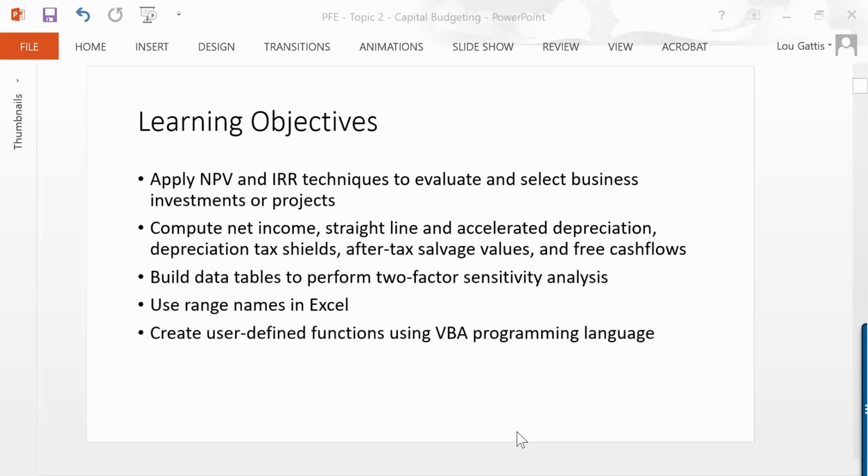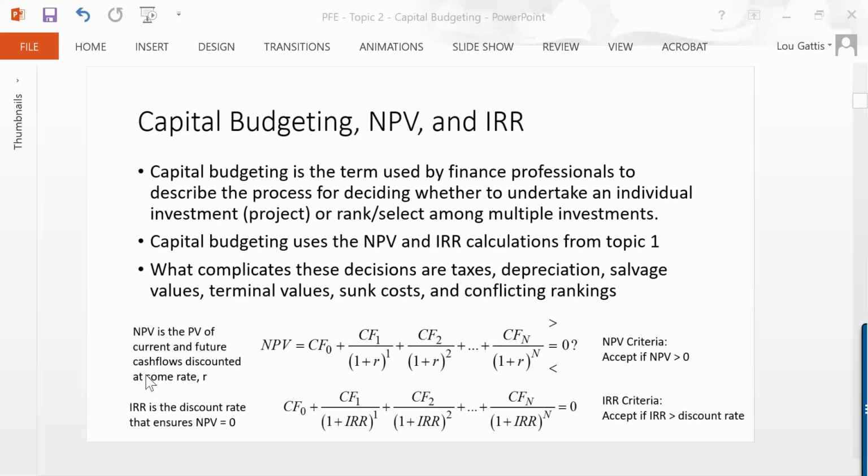In this topic, we're going to apply NPV and IRR, that's net present value and internal rate of return, techniques to evaluate and select business investments or projects. We'll compute net income, straight line and accelerated depreciation, depreciation tax shields, salvage values, and free cash flows, build tables to do two-factor sensitivity analysis, use named ranges in Excel formulas, and actually create a user-defined function in VBA.